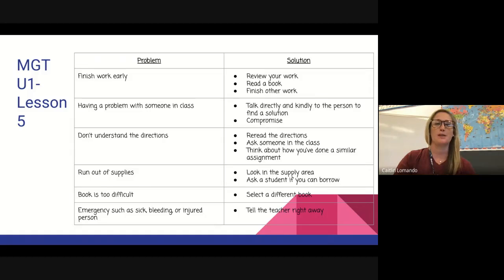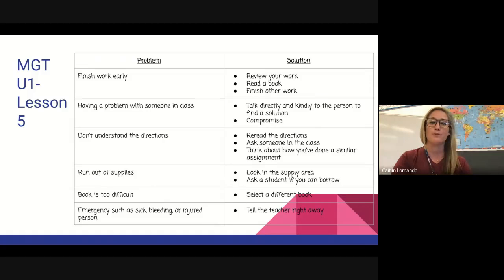Now here's a problem. Maybe you're having a problem with someone in class. Or right now, maybe you're having a problem with a brother or sister or someone in your house that's distracting you when you're trying to work. Let's talk about some possible solutions. You can talk directly and kindly to the person to find a solution. You can also compromise. So when we're talking about talking directly and kindly, that means saying something along the lines of, could you please stop? You're distracting me from my work.